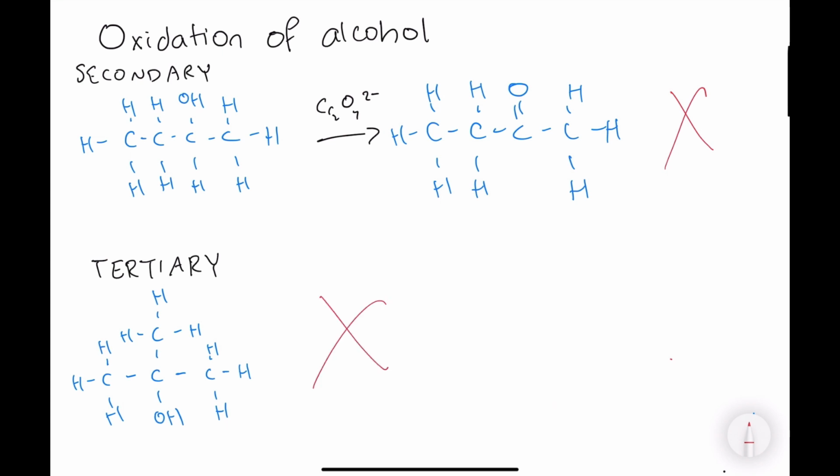And you can see there's a similarity on why. It's because the carbon that the OH group was attached to has no more hydrogens for the dichromate(VI) ions to remove, and therefore cannot be further oxidized, because you have to remember oxidation is also defined as loss of hydrogens, and there are no more hydrogens to be lost.